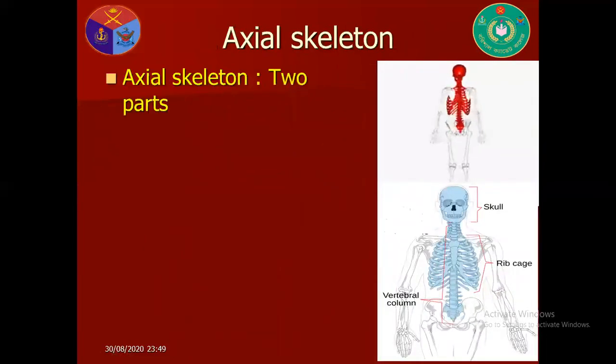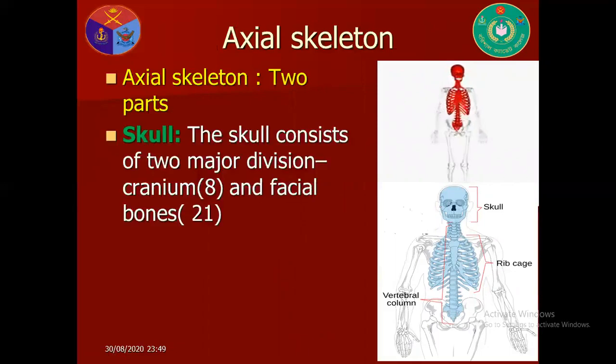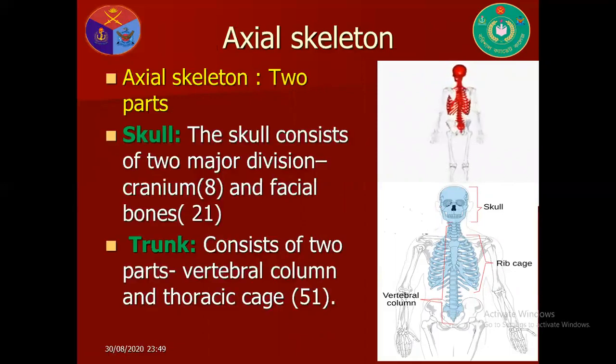Now, the axial skeleton is divided into two parts: skull and trunk. The skull consists of two major divisions: cranium and facial bones. The cranium consists of 8 bones and the facial part consists of 21 bones. This is called the skull. And this is the figure of the axial skeleton. Look, the reddish color bones are the axial skeleton. The trunk consists of two parts: vertebral column and thoracic cage, total 51 bones. Look, these are the trunk region bones.